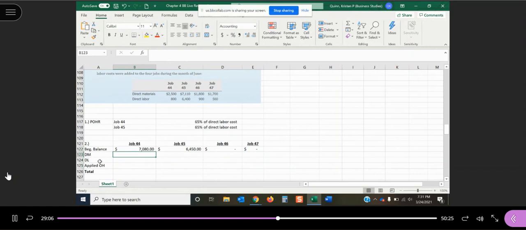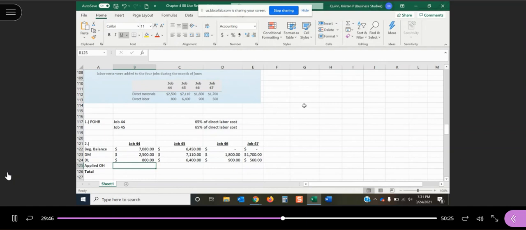Direct materials and direct labor, both direct costs, both traced to a cost object, and they've already provided us that information here. So $2,500 in direct materials, $800 in direct labor, $7,110 in direct materials, $6,400 in direct labor for job 45, $1,800 in direct materials, $900 in direct labor for job 46, $1,700 in direct materials for job 47, and $560 in direct labor. So now we can apply out the overhead.